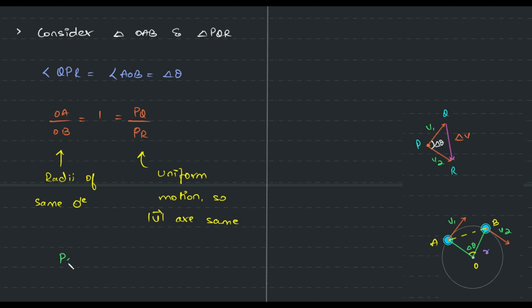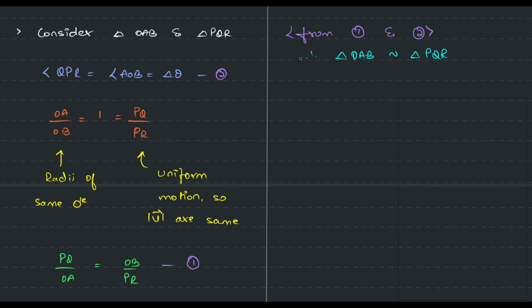If I rearrange them, PQ by OA is equal to PR by OB. So if I use all of them, this is 1 and this is 2. So from 1 and 2, what can we tell? We have one angle, and two sides, and the corresponding sides are equal. Therefore, triangle OAB has to be similar to triangle PQR. OAB, PQR. Agree? So that will be that.